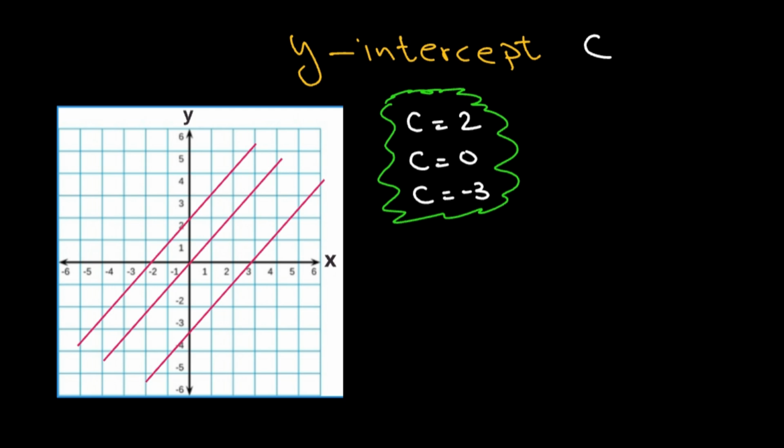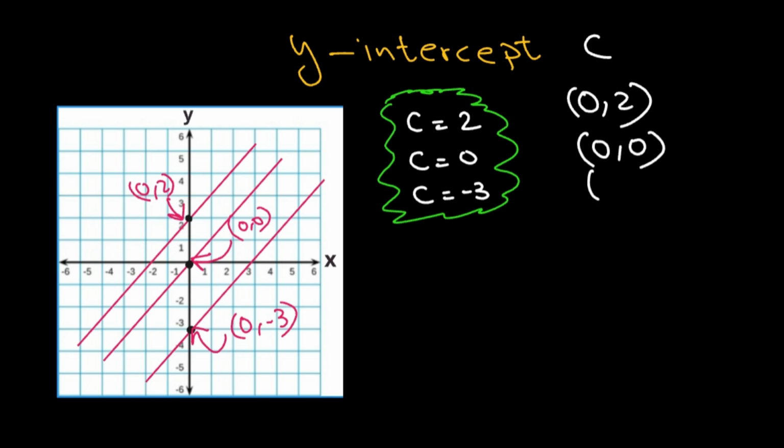Now understand the most important concept. This coordinate here is (0, 2). This coordinate here is (0, 0). And this coordinate here is (0, -3). So we have (0, 2), (0, 0), and (0, -3). So I can say that y-intercept is the y value when x equals 0.